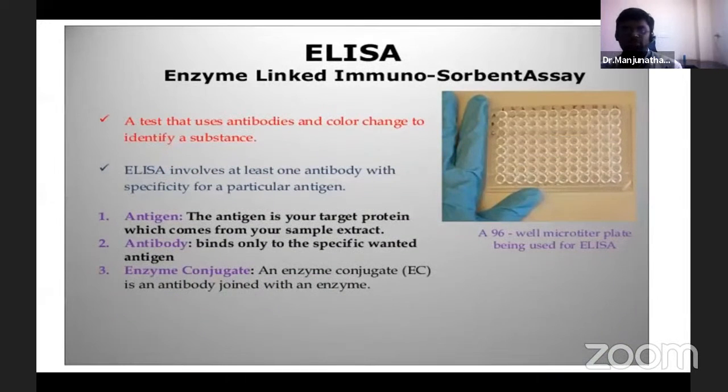So we'll go one by one. First, take enzyme-linked immunosorbent assay. Mainly it is based on the reaction between antigen and antibody. Once the antibody and antigen react, there will be a change in color because of the presence of a substrate in the polystyrene plate. For conducting ELISA, we need a polystyrene plate. Then we need at least one antibody specific to a particular pathogen. For example, take TMV, tobacco mosaic virus. The antibody should be specific to TMV in the polystyrene plate. I think you know what is antigen, antibody, and what is the enzyme conjugate.